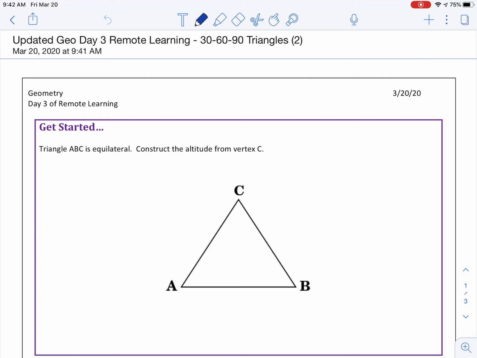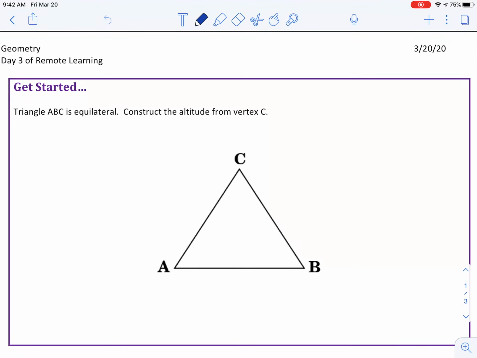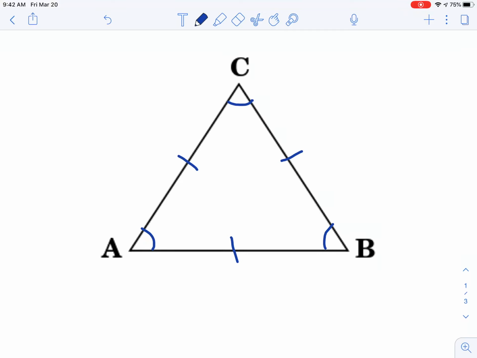Let's jump right in. I am telling you below that triangle ABC is equilateral. So you should be thinking, okay, I know that means all three congruent sides and all three congruent angle measures. And if they're all congruent, and we know that the angles of a triangle add up to 180, what is the measure of each of these angles? Hopefully you're thinking 60 degrees for all of them.